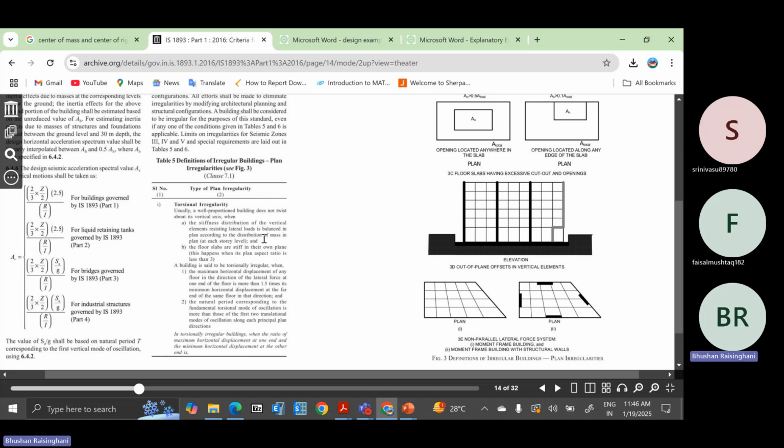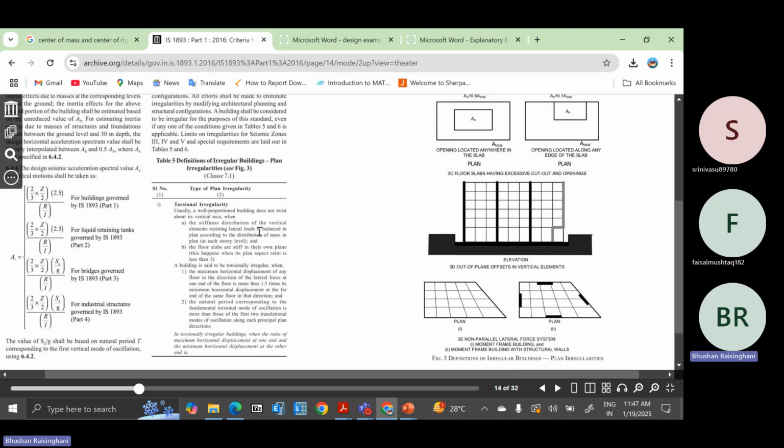The stiffness is well distributed among the vertical elements which are resisting the lateral loads in the plan. So it is not like a concentrated stiffness point, like only a center core is provided and nothing else. That building will have first mode as torsion. So a well proportioned building is one where the stiffness requirement is estimated and well distributed on the perimeter as well as internally. So that is the first line it is explaining.